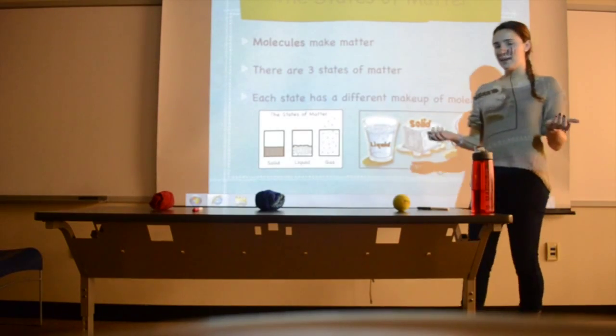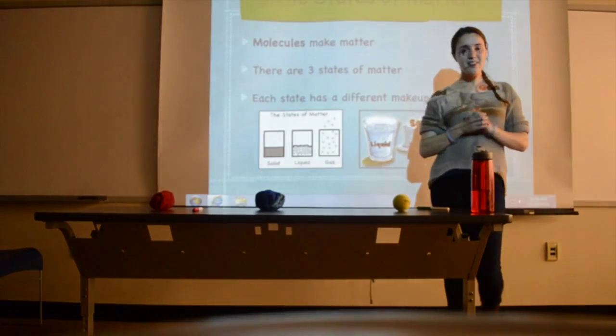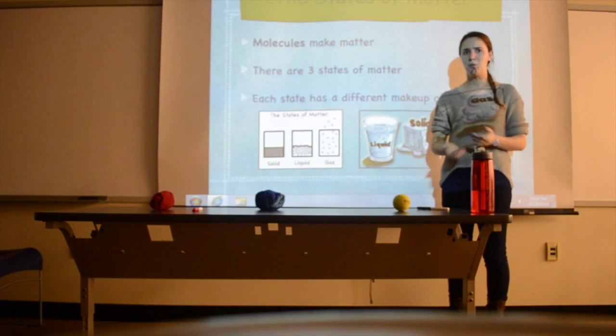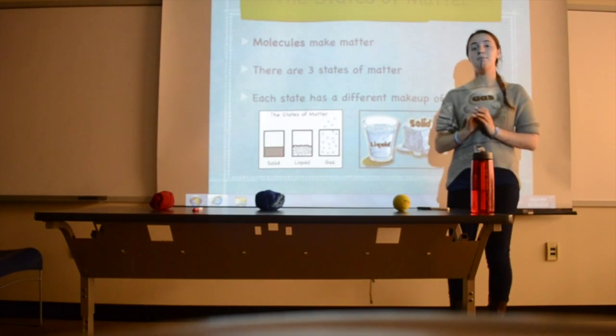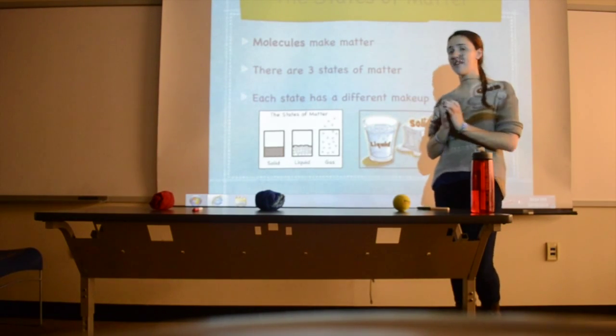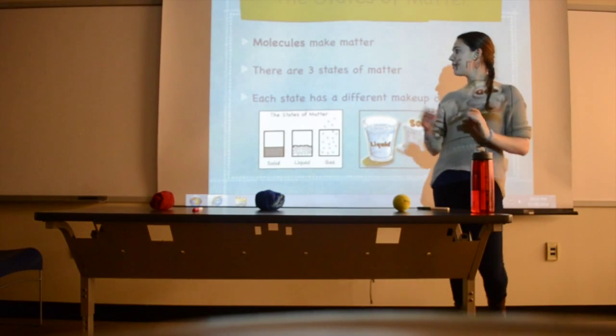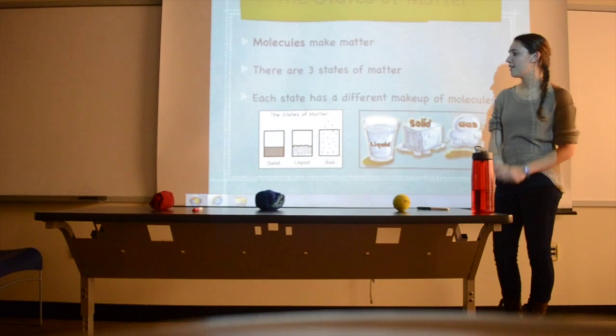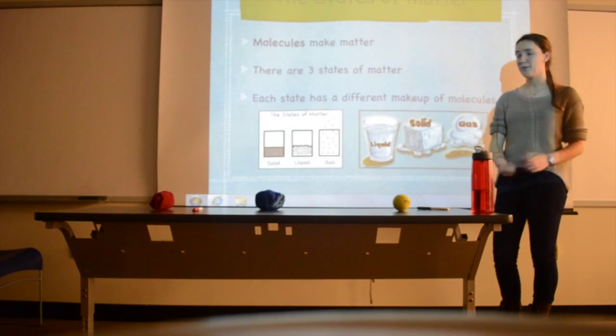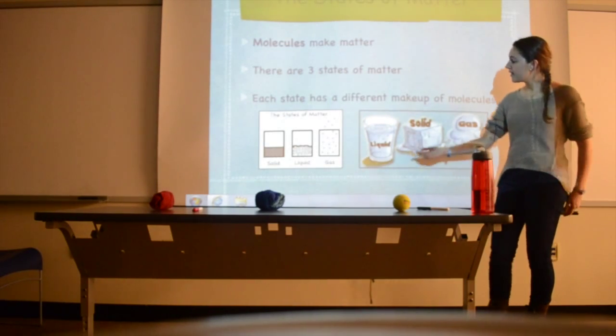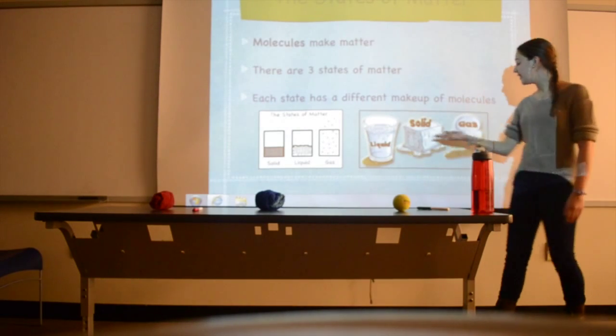And what's made of matter, you might ask, right? Everything. And what makes up matter? Something called molecules. Now molecules are the smallest thing that's kind of known to man, really. And like I said, there are 3 states of matter. So each state has a different makeup of molecules. So now, if you look here, I have a picture of a liquid, a solid, and a gas.